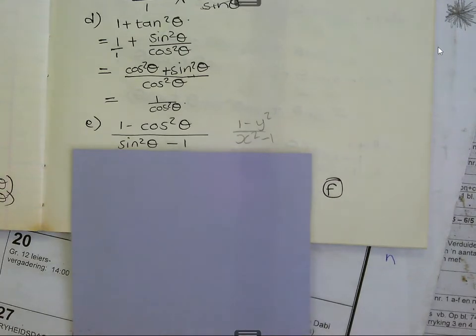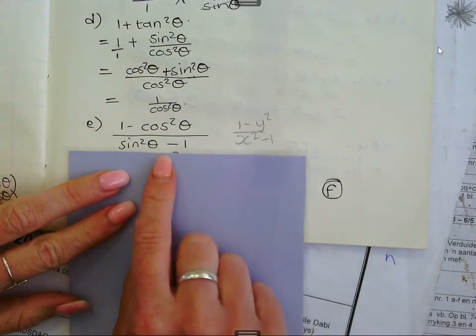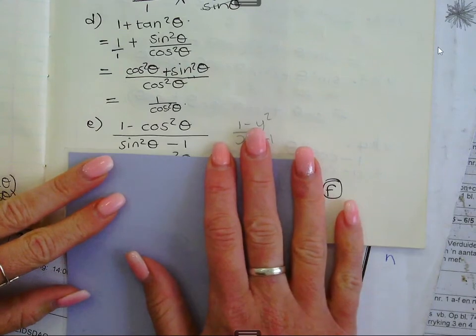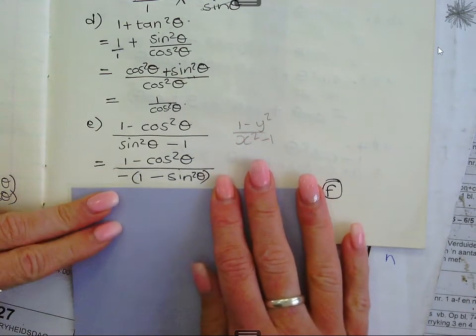Now look at the bottom. Is that an identity? The bottom? What is wrong with the bottom? The signs. If it was swapped around, then that would be an identity. Okay, but can I swap it around? How? I can just take out the negative.